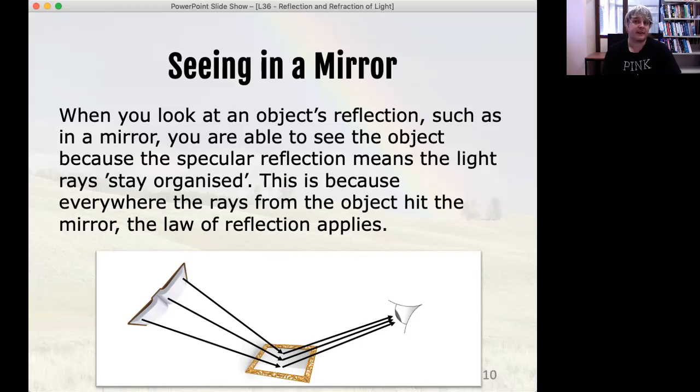The mirror does maintain the order, so you can see the book in the mirror because the photons coming off the book maintain their order as they travel to you, and you can see that order. Your brain then knows the shape of that book.